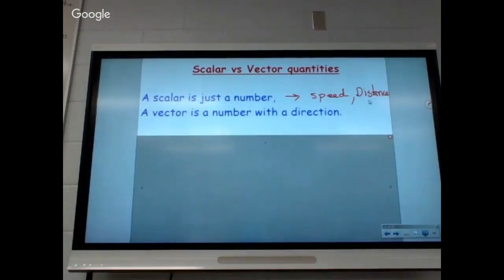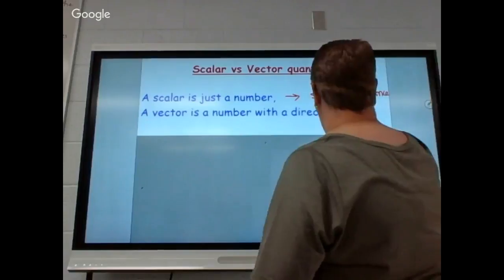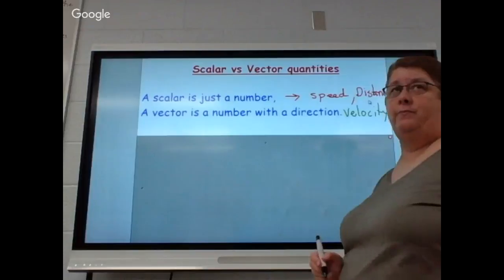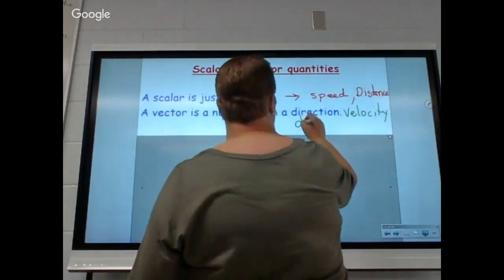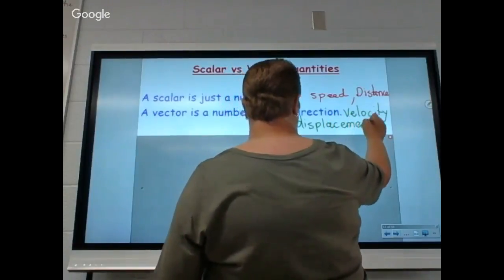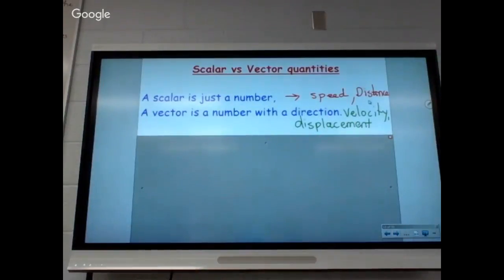Now, a vector has to give direction. When we talk about velocity, velocity will give direction. When we talked about displacement, displacement had to give direction. We had to know something about where we were going, what points we were at, where did we turn around and go back to. We had to have specifics there so we could label things. Those are vectors.